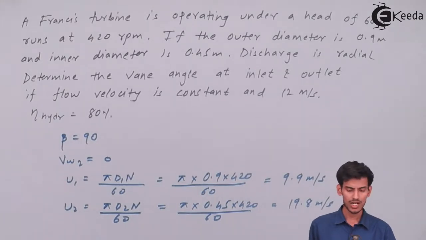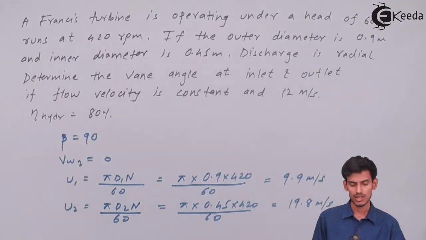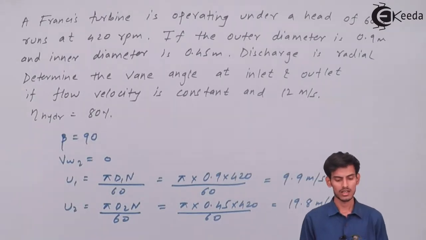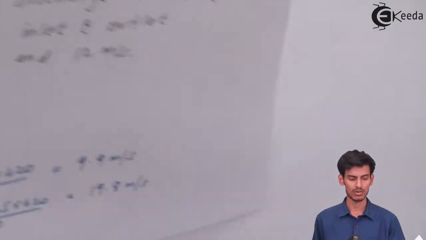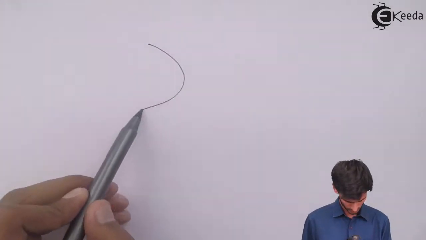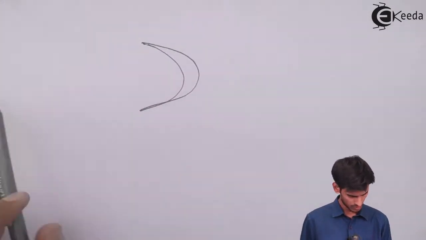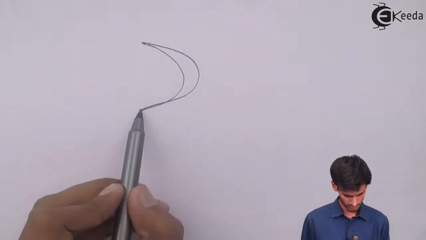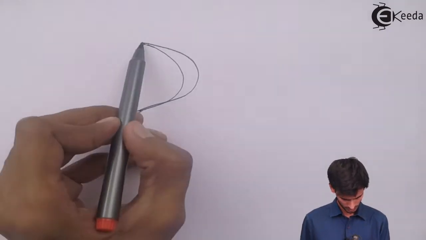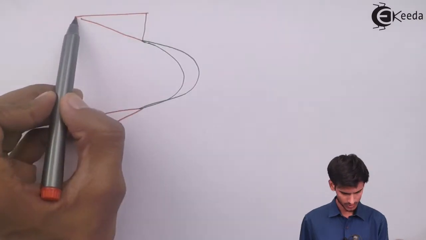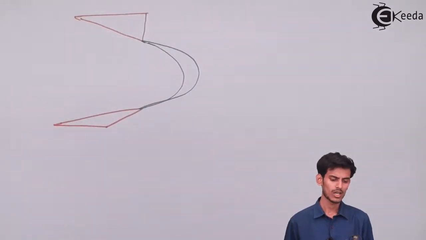Since we know the hydraulic efficiency, let's use it to try and get the value of the vane angle at inlet and outlet. So this is how the triangle will look.